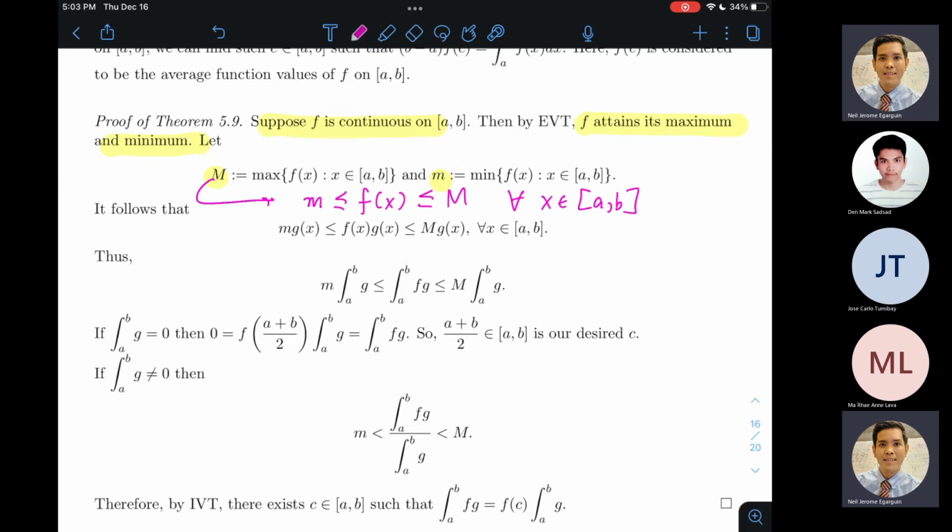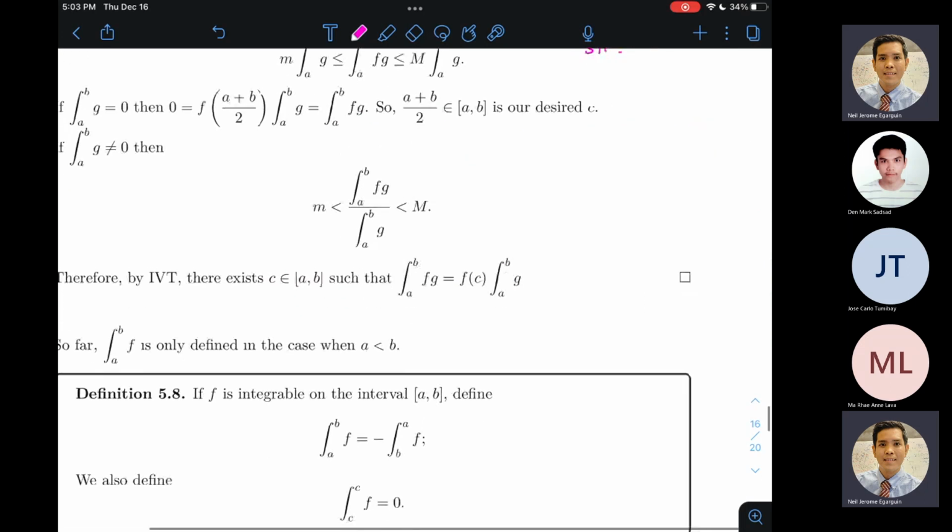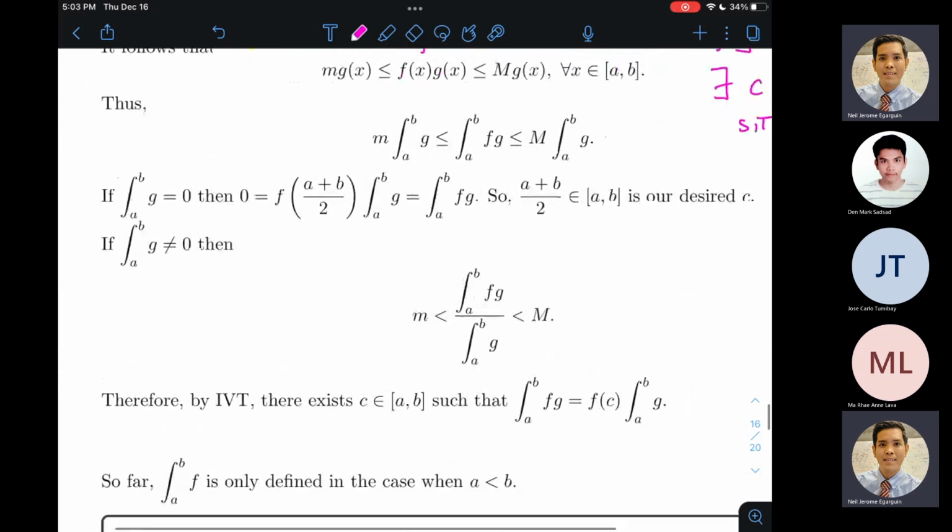Then, ang pinapahanap sa atin ay ano dapat daw si number C. Kasi ang promise ng MVT, there exists a number C in the closed interval AB such that, ayoko nang isulat ulit, such that this equation is true. So we need to find that number C guaranteed to be on the closed interval AB. Right. Meron dalawang cases tayong gagamitin. Unang case ay kunwari si integral of g over the interval AB ay equal kay 0. Okay, makikita nyo bakit to nakahiwalay. Siguro dapat inuna ko yung integral not equal to 0.